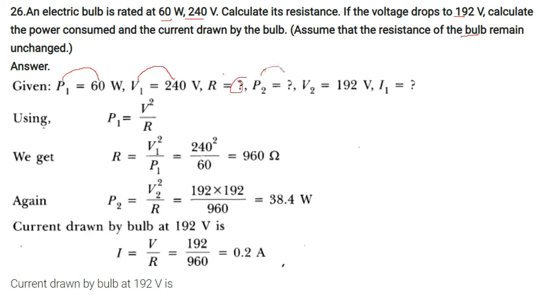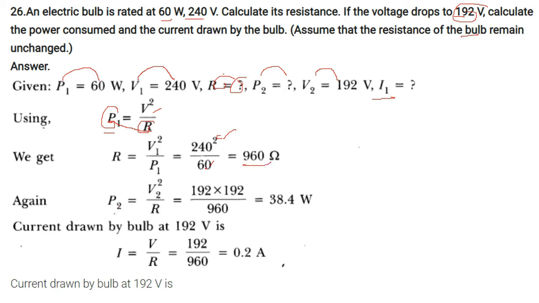P2 is not known, V2 is given as 192 volt, I1 is not known. Okay. So power P1 will be equal to V square by R. V is known, R is not known, so we have to find R. So P1 is known, so let us take it in the denominator. R becomes V square by P, 240 square by 60, this gives you 960 ohm.